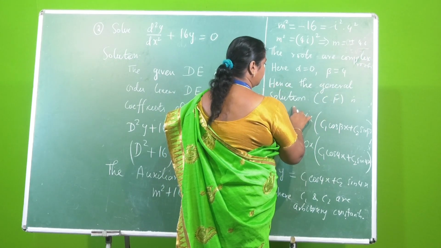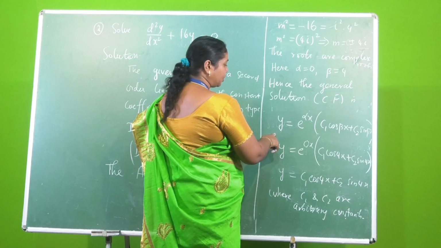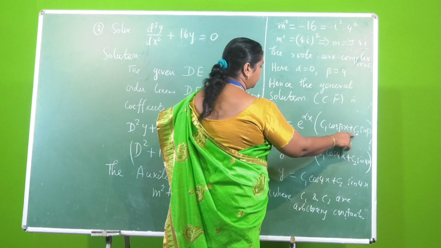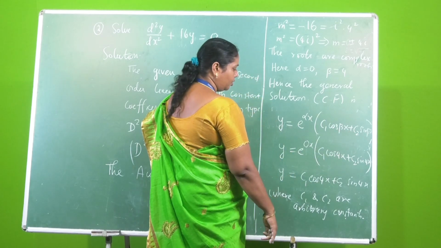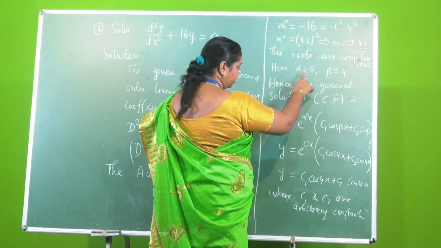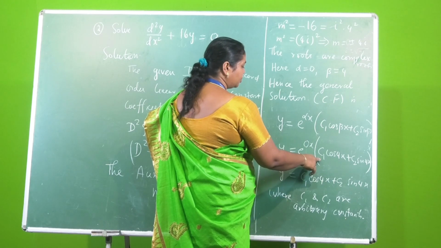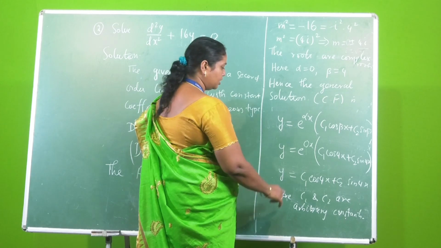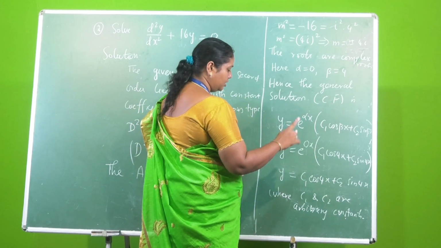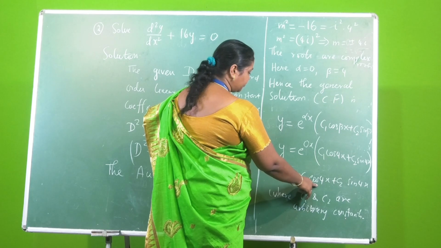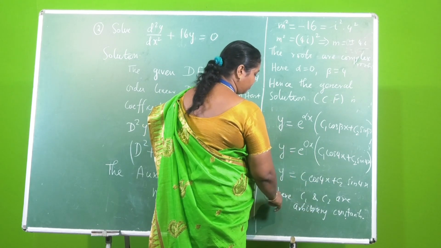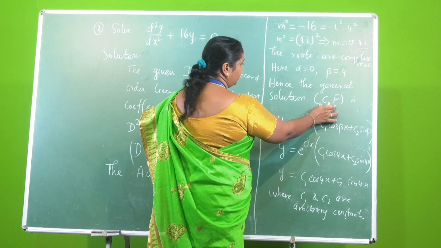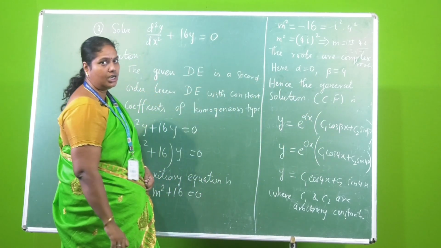So hence the general solution is given by the formula y equal to e power alpha x into (c1 cos beta x plus c2 sin beta x). Here alpha is 0, so e power 0x, and beta is 4. So y equal to c1 cos 4x plus c2 sin 4x, since e power 0x is 1, where c1 and c2 are arbitrary constants. This is the general solution, that is the complementary function of the given differential equation.